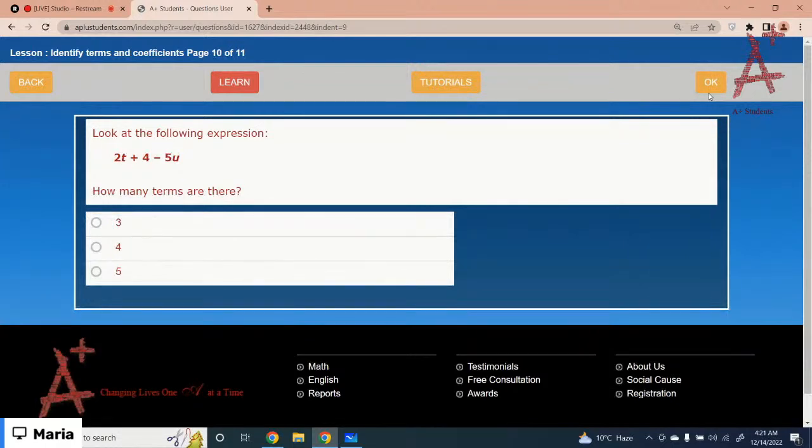Look at the following expression. How many terms are there? How many terms do we have there? We have 3 terms.